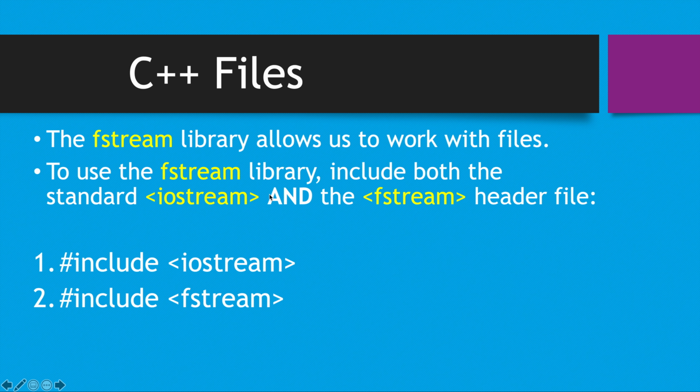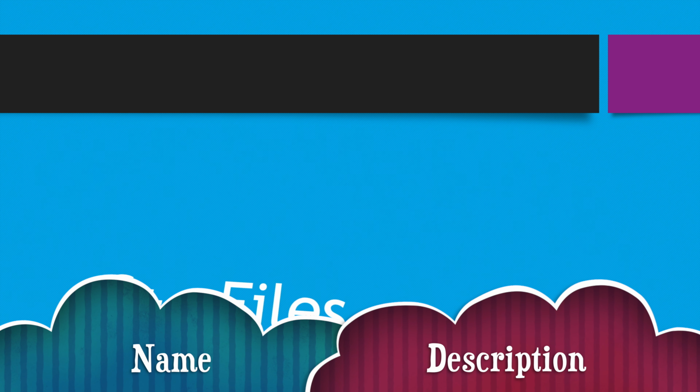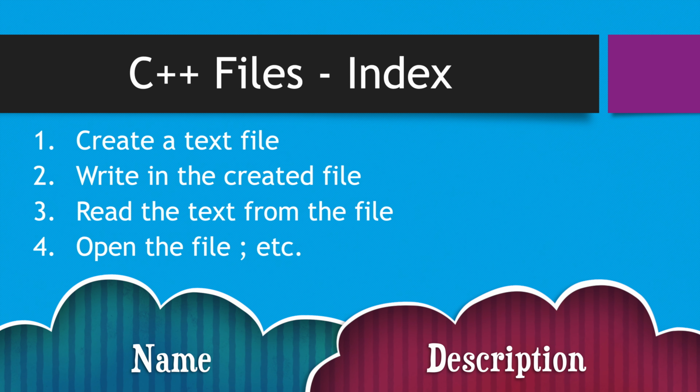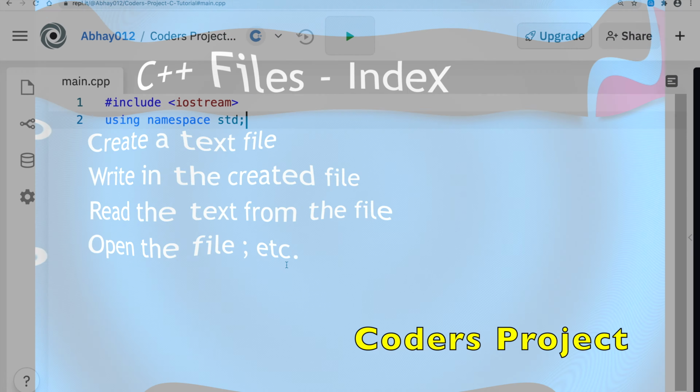To use the fstream library, first we have to include the standard iostream library, and then we have to include the fstream header file. To include that, just type a hashtag, then include, and fstream in the angular brackets. So in this video, I'm going to be covering these topics. The first one will be how do you create a text file, then how do you write in the created file, and then read from the text file and open it and do other stuff. So yeah, let's directly jump on to the coding part.